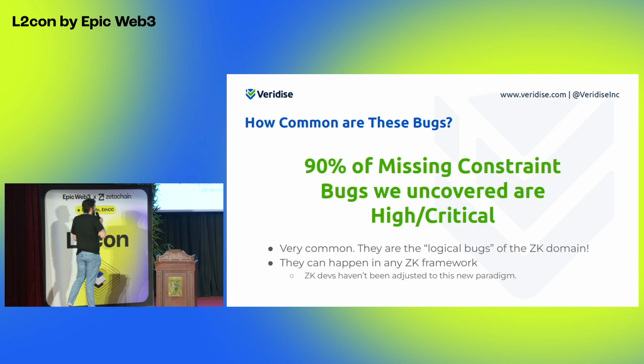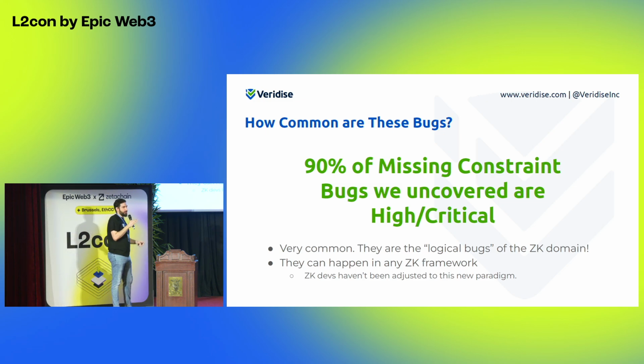Okay, so these are the bugs that I'm going to display for this category. The question is, should we care about these bugs? The answer is yes, because they are the logical bugs of ZK development, and the data we have collected at Veridise shows that developers haven't really adjusted to this new programming paradigm called ZK. When they miss a constraint, this bug tends to be critical. And 90% of the missing constraint bugs we have found at Veridise were either high or critical.